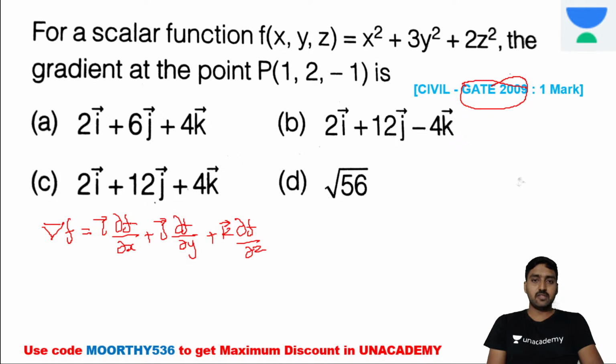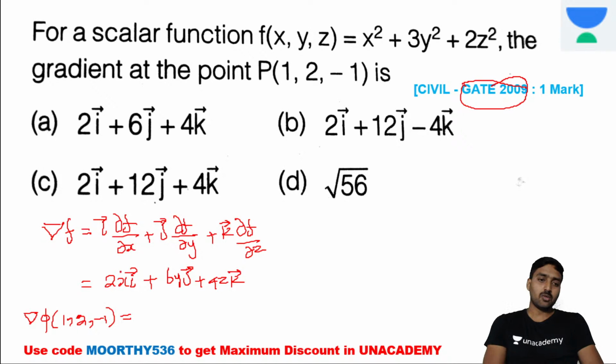Now f with respect to x. What about the value of f with respect to x? It's 2x i vector. With respect to y, 6y j vector plus 4z k vector. Now substitute the point. The del phi at the point 1 comma 2 comma minus 1. So we need to substitute the point 1 comma 2 comma minus 1. So this is the condition, right?